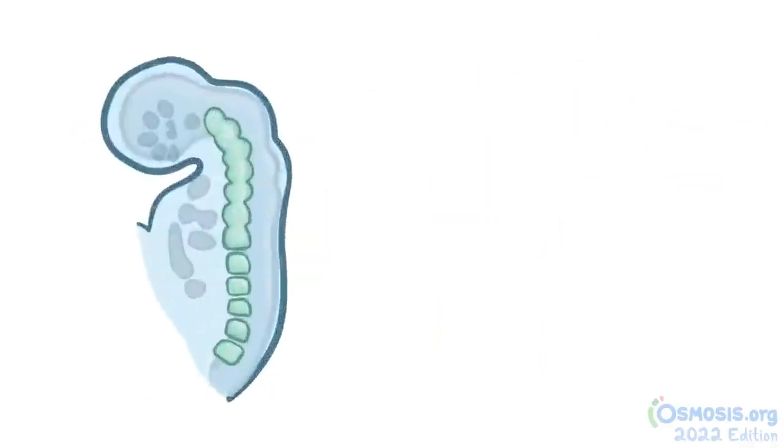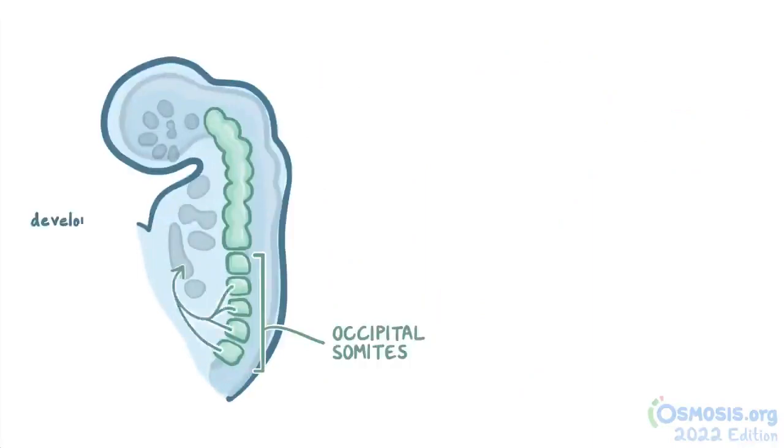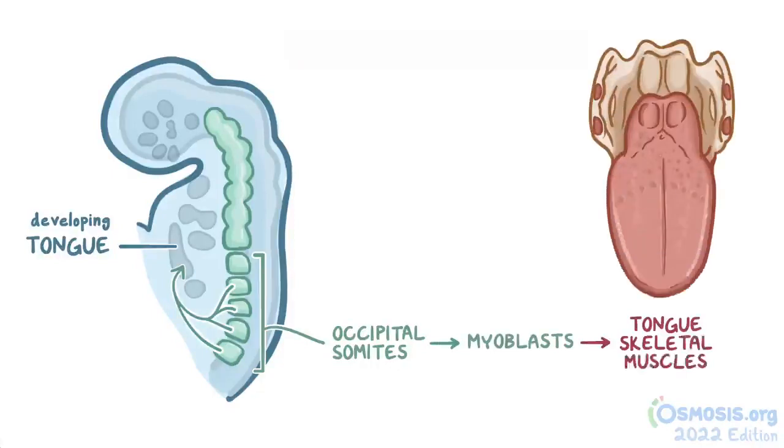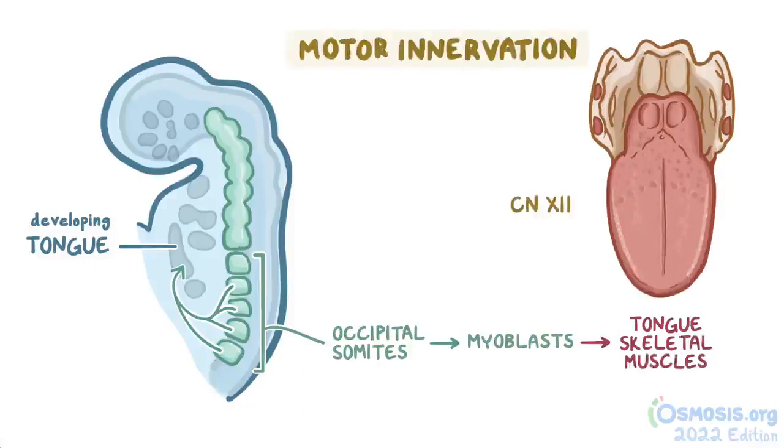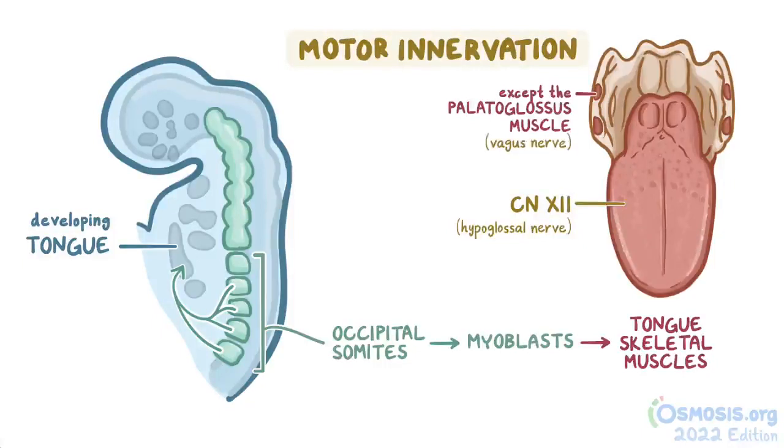Now, as the lingual swellings are developing, the occipital somites that come from the paraxial mesoderm migrate into the developing tongue. The occipital somites give rise to myoblasts, which go on to develop into the tongue skeletal muscles. The motor innervation of tongue muscles comes from the 12th cranial nerve, the hypoglossal nerve, except the palatoglossus muscle.